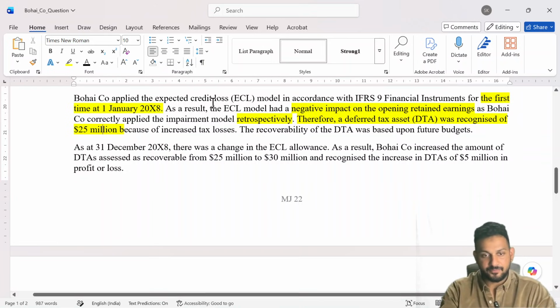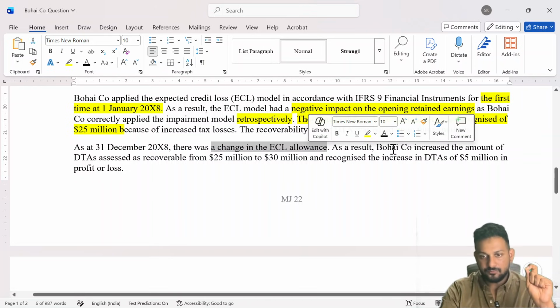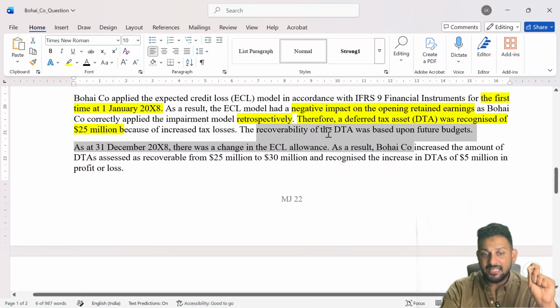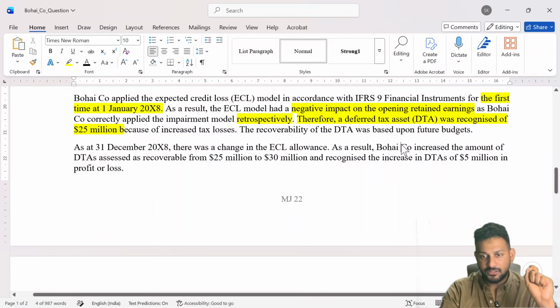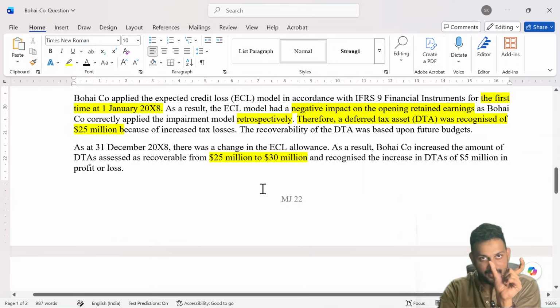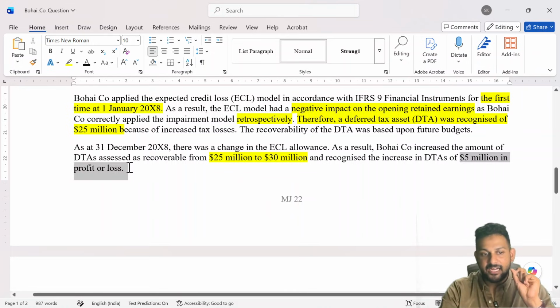Now reading further. At the year end, there is a change in the expected credit loss. There is an increase in the expected credit loss. So the credit loss increased, so the deferred tax also increased. The deferred tax increased from 25 million to 30 million. So this year there is an increase of 5 million. This 5 million increase they had taken to SOPL.